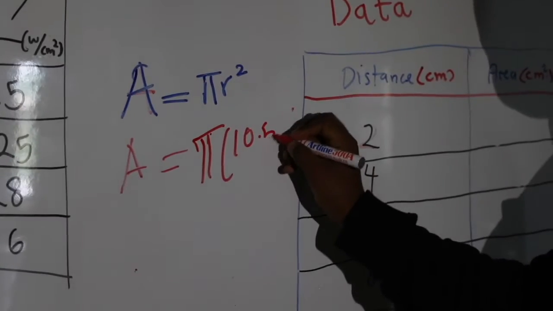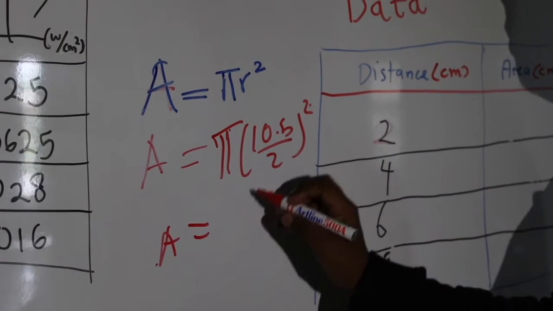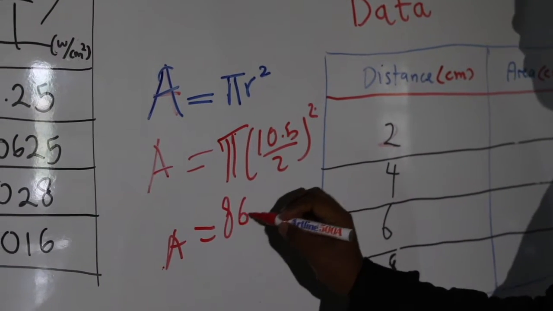2 centimeters away from the board, and we're going to measure the diameter. 10.5. So the area is going to be 86.5.